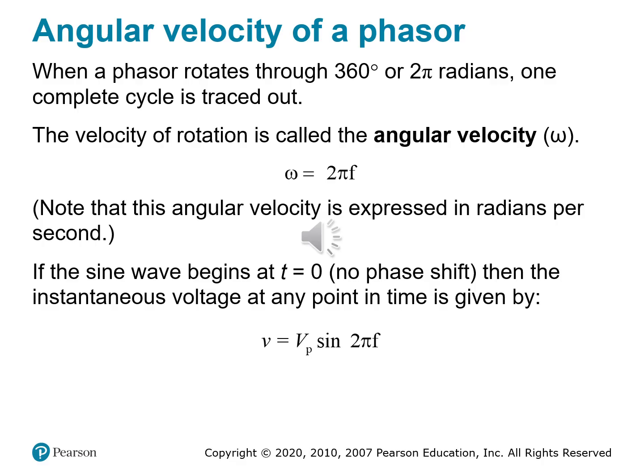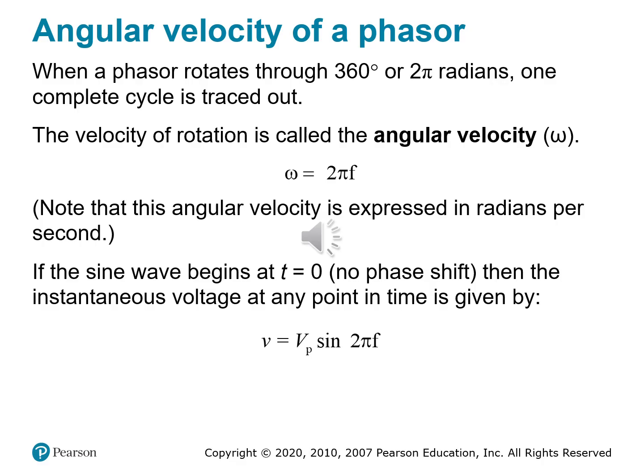So if your signal is oscillating at 60 hertz, like the US standard power, then omega would be equal to 2 times pi times 60 hertz, and that's approximately 377 radians per second. What this value tells us is how quickly the phasor spins around the circle and how fast the waveform cycles in real time.